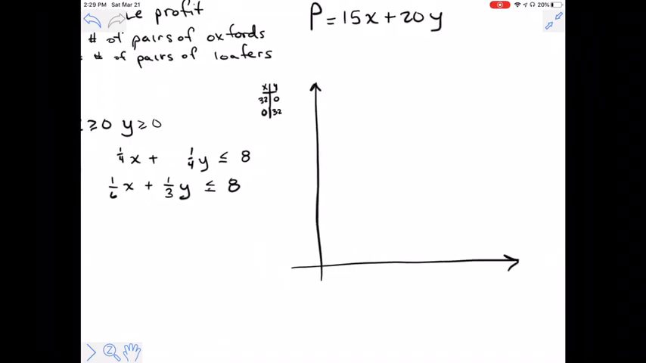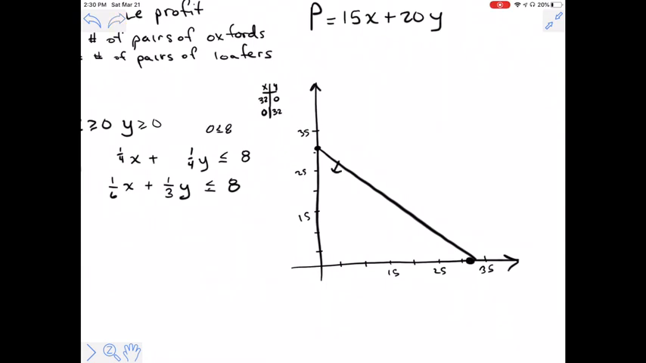So let's count by 5s. So 32, it's going to be solid. And then if x and y are both 0, I'm going to choose a test point there. If x and y are both 0, then I have the statement 0 is less than or equal to 8, which is true. So I'm shading towards a test point, which is down underneath that line.